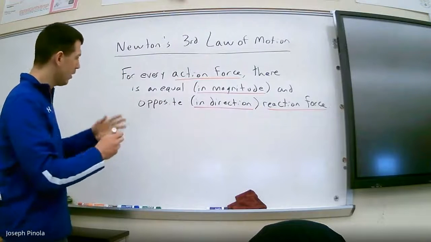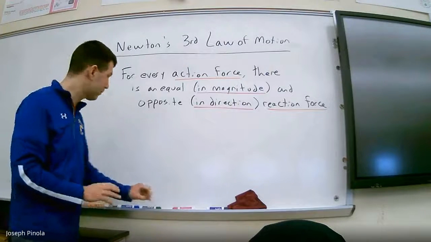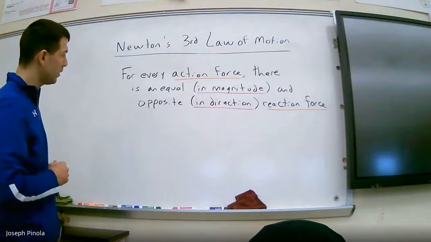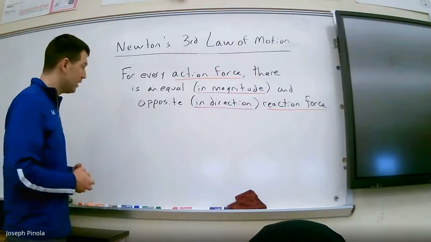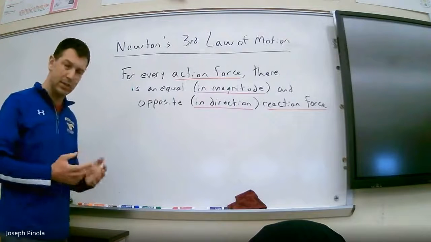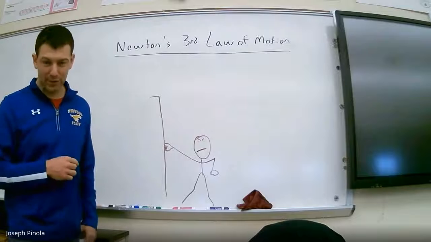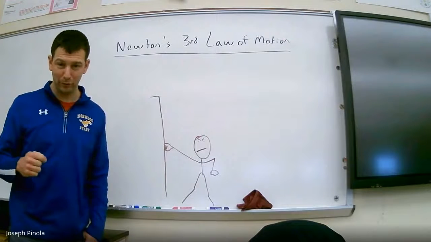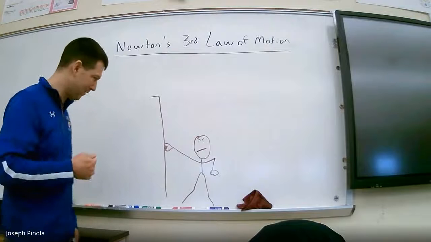So let's read this law one more time, and then we'll take a look at some examples of how it works. Newton's third law of motion says that for every action force, there is an equal in magnitude and opposite in direction reaction force. So let's go back to our example of me punching the wall before, something that you should never do because you could really get injured from that.